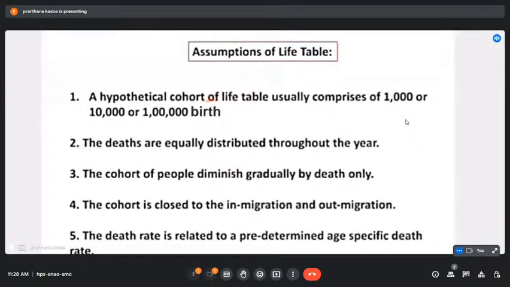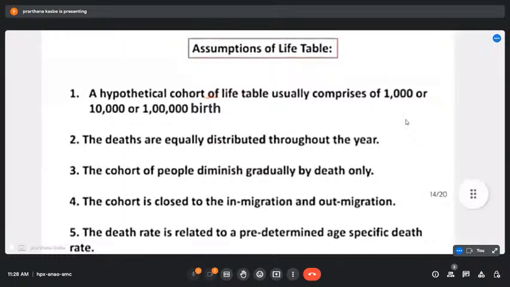याच्या पाठीमागे कुठले कुठले गृहीतके आहेत? A hypothetical cohort of a life table usually comprises 1,000 or 10,000 or 1 lakh births. The deaths are equally distributed throughout the years. The cohort of the people diminishes gradually by death only.